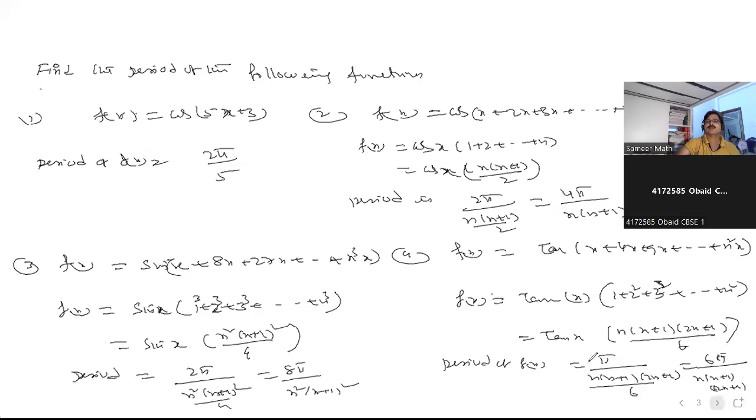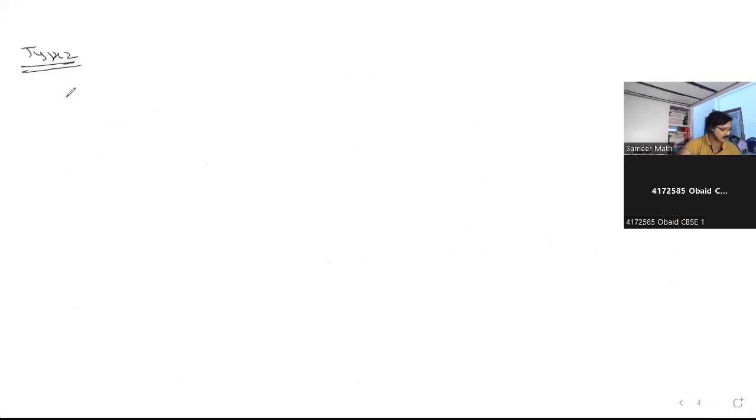The next page is this. See type 2. I'm going to discuss type 2 types of questions. Basically, in type 2, the first one I want to take here: find the period. Here also we are going to find the period of the following functions. Here I want to give the functions this way: f of x is equal to, suppose I write, sine square x.